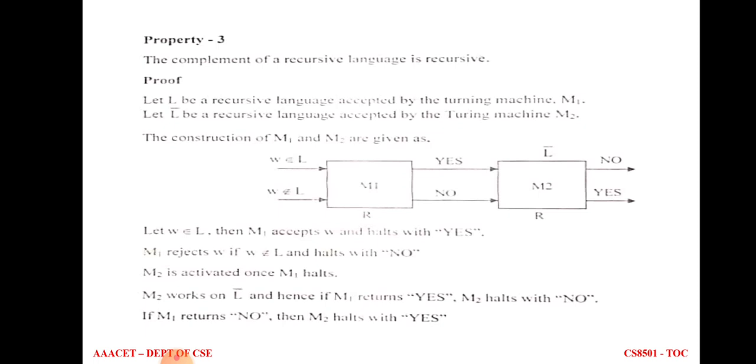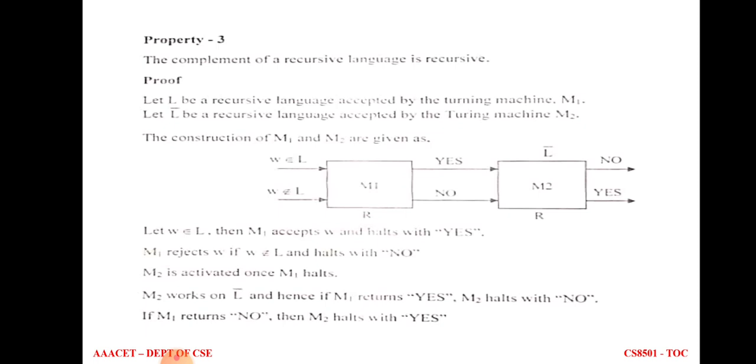Then we have to take the complement of that particular language. After that we have to prove the complement of a recursive language is recursive. So for this we consider L, a recursive language which is accepted by one Turing machine M1. So we can perform the complementation operation. We can take L dash, a recursive language which is accepted by another Turing machine M2.